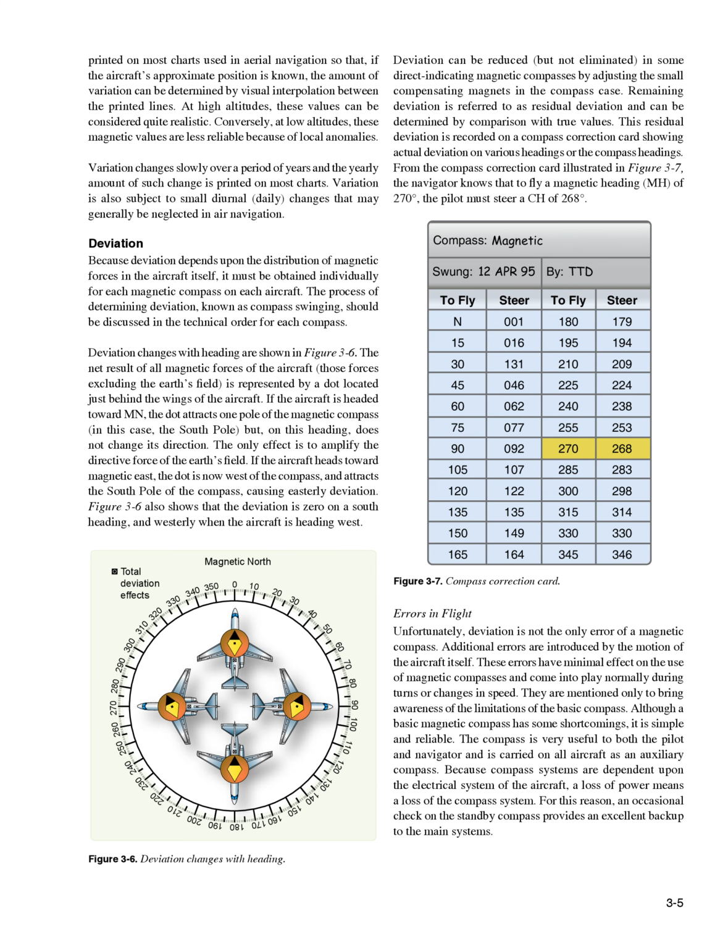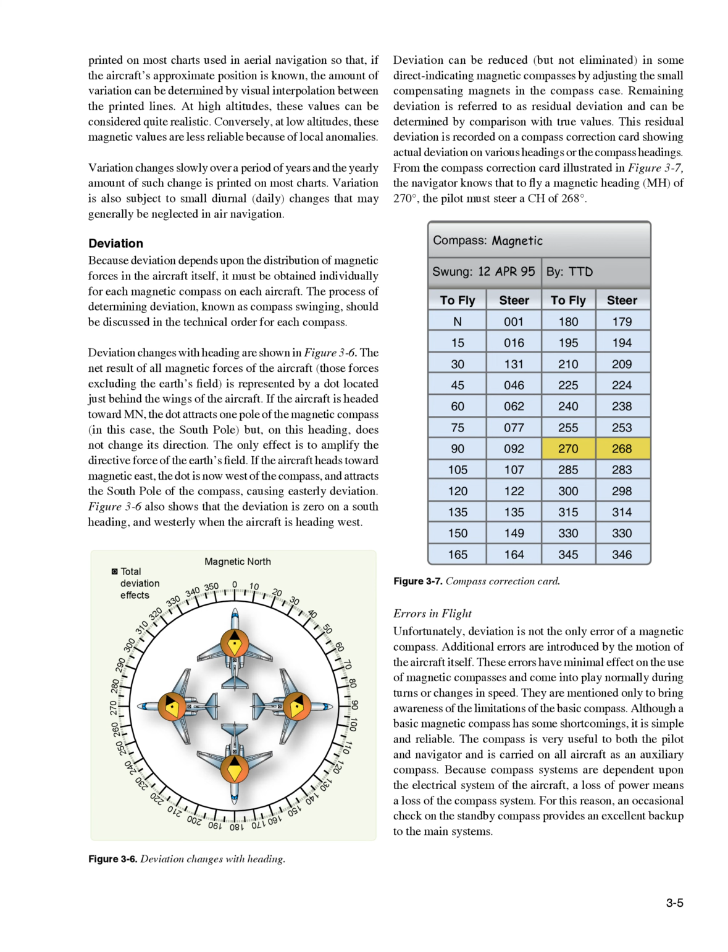Deviation can be reduced, but not eliminated, in some direct indicating magnetic compasses by adjusting the small compensating magnets in the compass case. Remaining deviation is referred to as residual deviation and can be determined by comparison with true values. This residual deviation is recorded on a compass correction card showing actual deviation on various headings or the compass headings. From the compass correction card illustrated in Figure 3.7, the navigator knows that to fly a magnetic heading, MH, of 270 degrees, the pilot must steer a CH of 268 degrees.